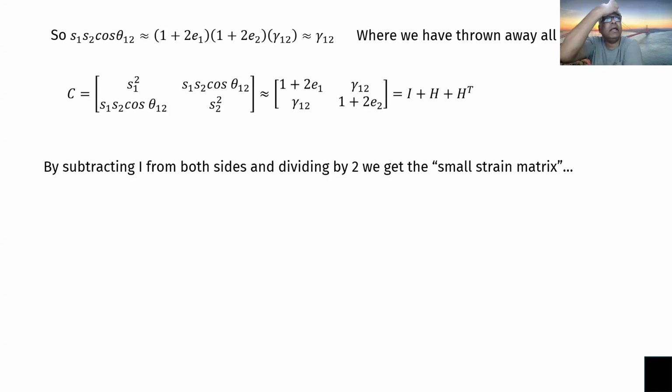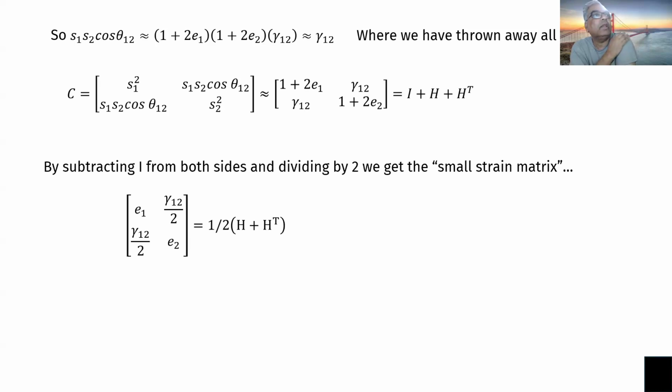Right? By subtracting identity from both sides and dividing by 2, we get what is called the small strain matrix. It looks like [E1, gamma 1 2 over 2; gamma 1 2 over 2, E2], which is 1/2 of H plus H transpose. And this is what is usually written as [E11, E12; E12, E22].